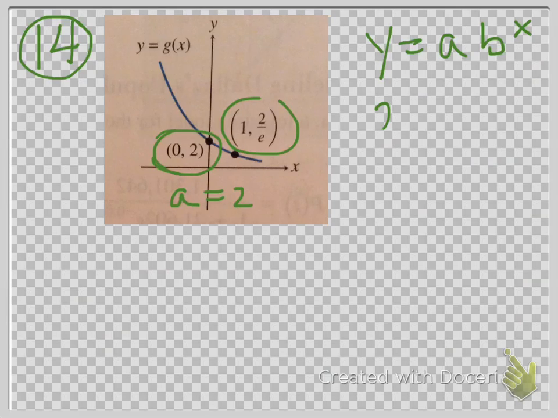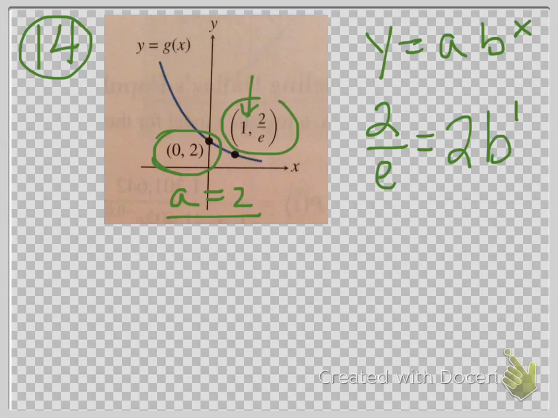So y is going to be 2 over e equals, and a is 2 from here, and then b we don't know, that's what we're solving for, and x is 1 from our point that we're using. And again, when we have the best situation where we have the points at 0 and 1, then this works out this way every time.